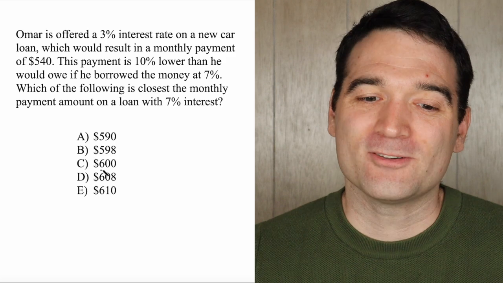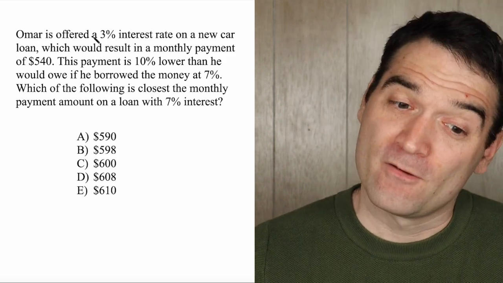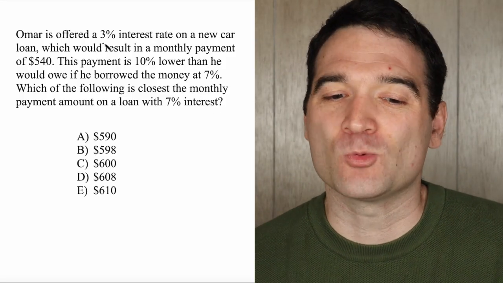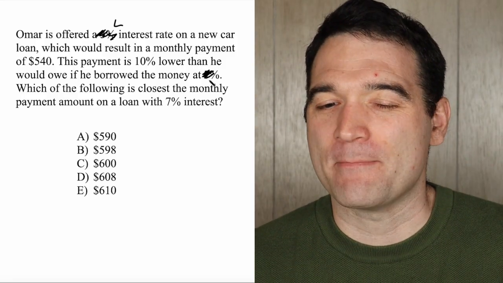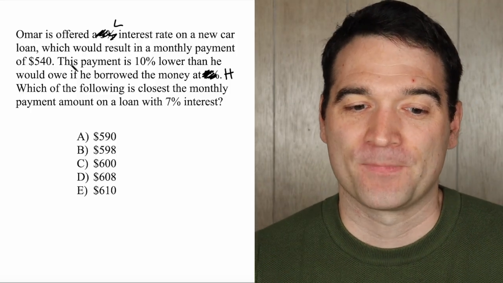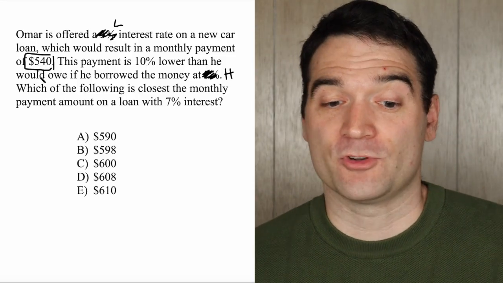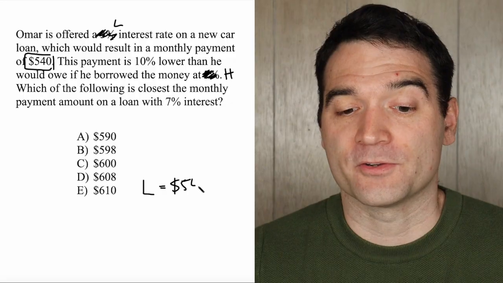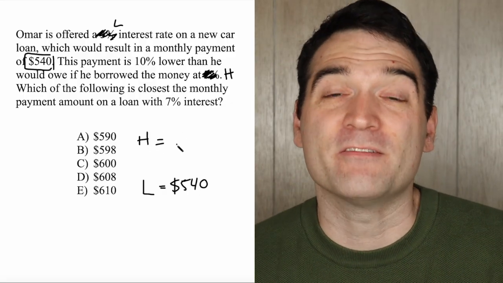And here's the thing. There's a lot of extraneous information here, information that we don't really need. For example, the interest rate doesn't really matter. We might as well just call this low and high, because I'm not actually doing any math with the interest rates. Let's just call it the low interest rate and the high interest rate. What this problem is telling me is that the monthly payment on the low interest rate is $540, and I want to figure out the monthly payment on the high interest rate. That's what I'm trying to figure out.